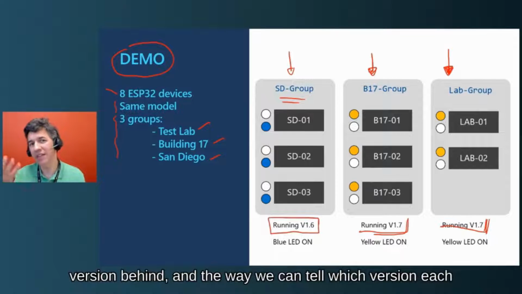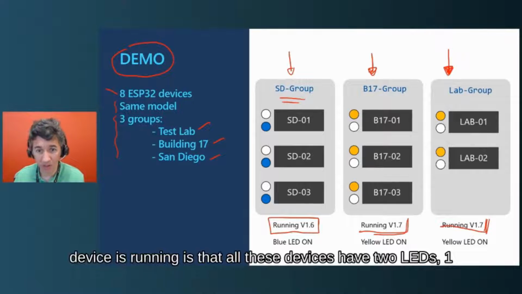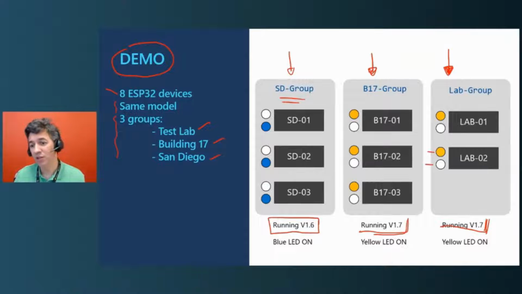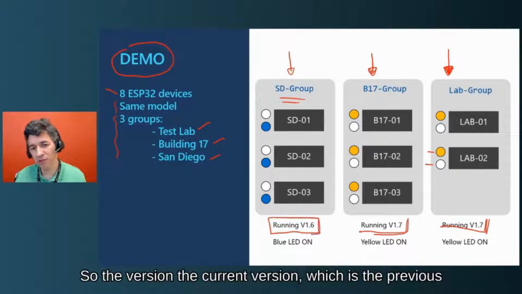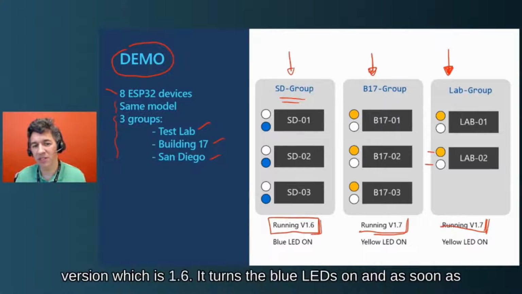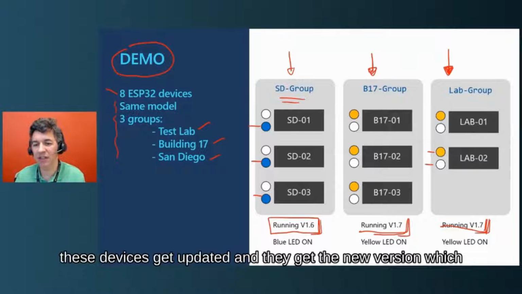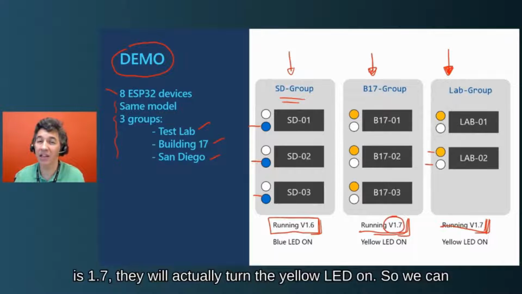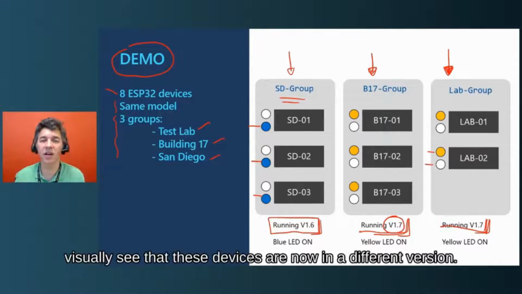The way we can tell which version each device is running is that all these devices have 2 LEDs, one yellow and one blue. The previous version, 1.6, turns the blue LEDs on. As soon as these devices get updated and receive the new version, 1.7, they will turn the yellow LED on. So we can visually see that these devices are now on a different version.